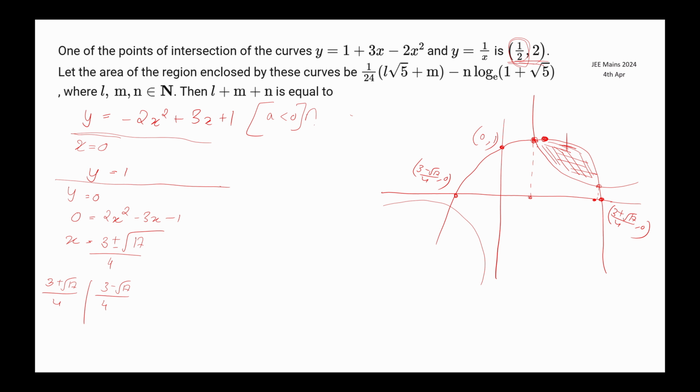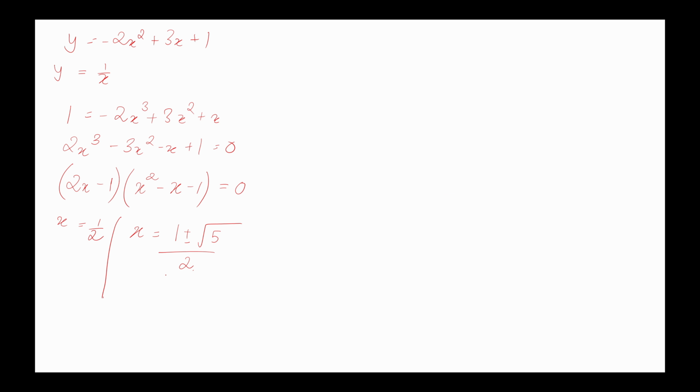That means they're only talking about the first quadrant. So we shouldn't be worried about our second quadrant. So we can simply eliminate the negative 1. So our answer would be root 5 by 2.